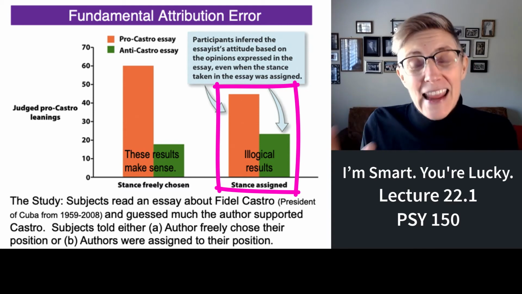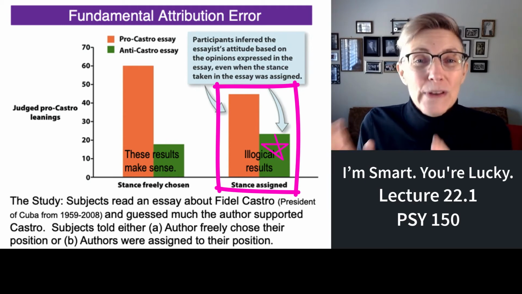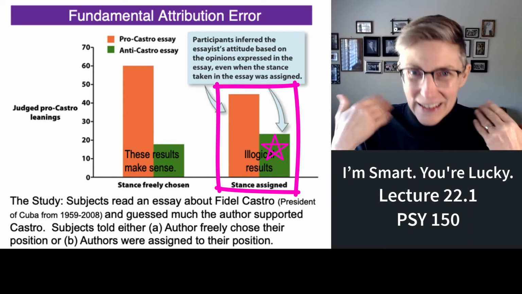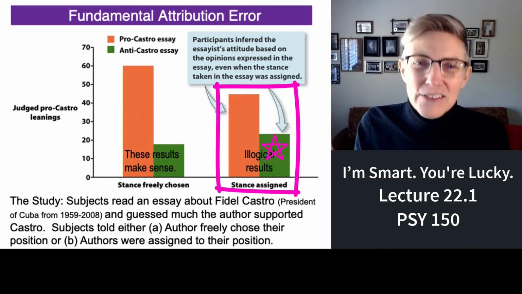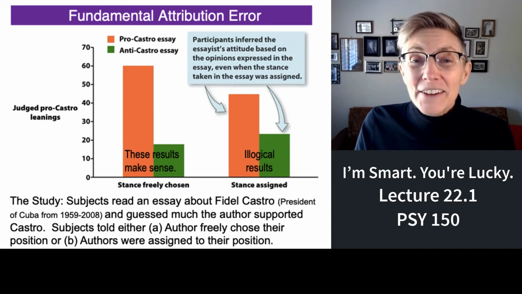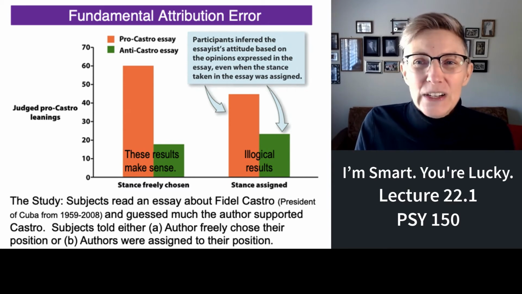People assume that the anti-Castro essays were written by people who don't like Castro, even though they had been told that the people had no choice. That is the fundamental attribution error. And watch yourself. We all do it a lot.